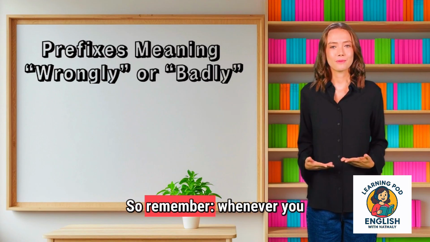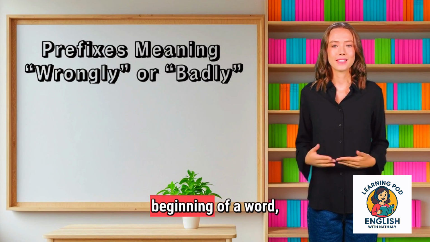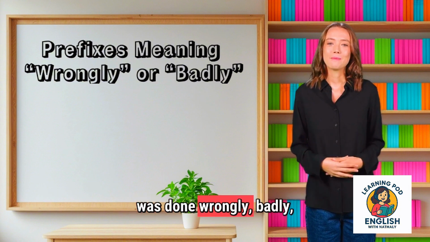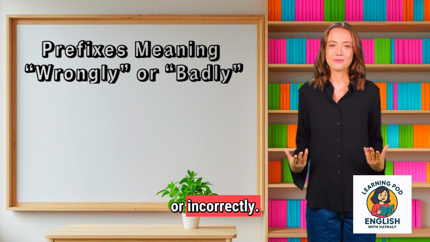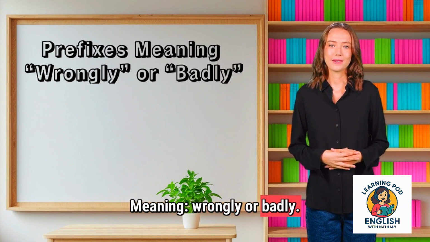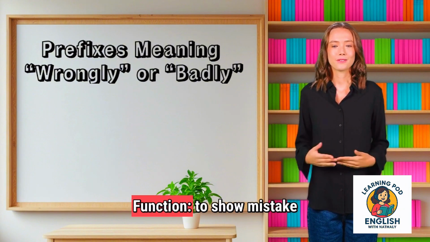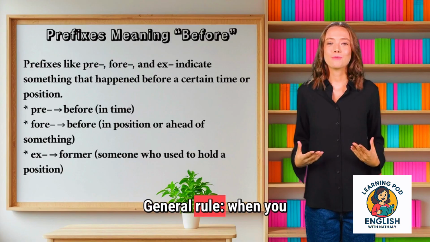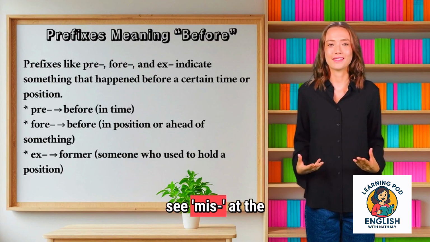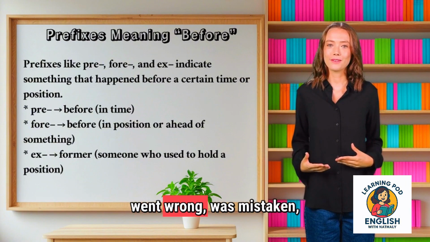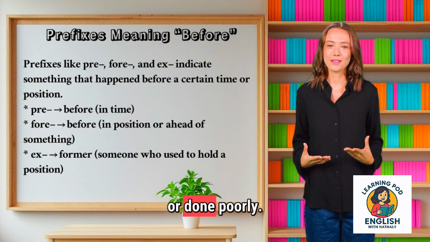So remember, whenever you see miss at the beginning of a word, it usually means something was done wrongly, badly, or incorrectly. Affix: miss, meaning wrongly or badly. Function: to show mistake or incorrect action. General rule: when you see miss at the beginning of a noun, it shows that something went wrong, was mistaken, or done poorly.